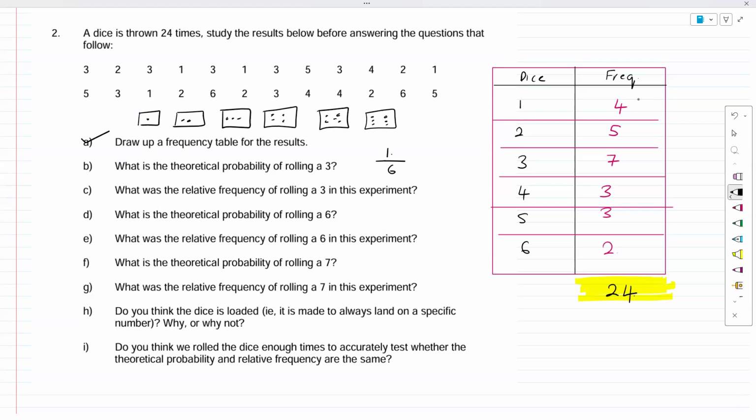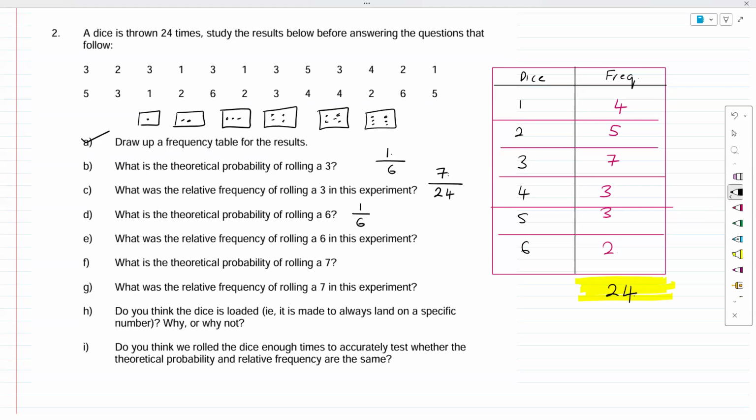So the theoretical probability of rolling a 3 is 1 out of 6 because there's only 1 3 and there's 6 chances. But what is the relative frequency? The relative frequency means, okay, the total number of times we did this experiment is 24. And the times that we rolled a 3 is 7. So it's 7 out of 24. What is the theoretical probability of rolling a 6? That's 1 out of 6.